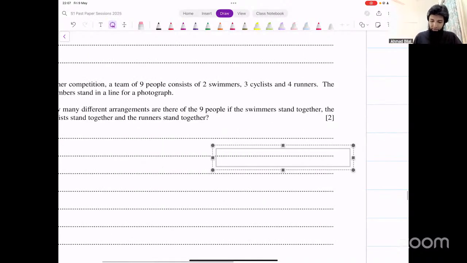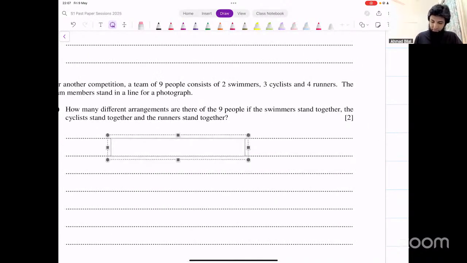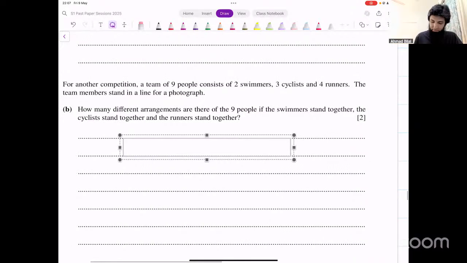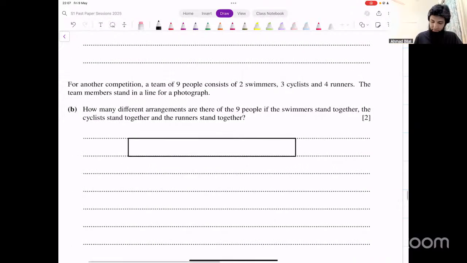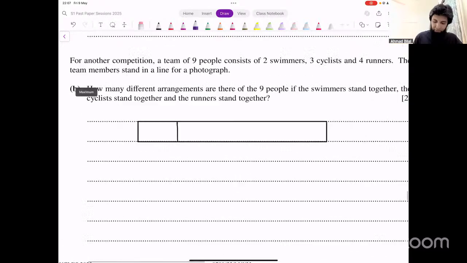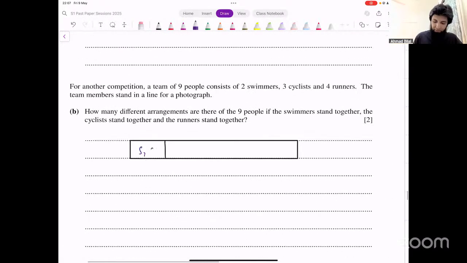Let's do this quickly. So there are 9 people in total. The swimmers have to stand together, the cyclists have to stand together, and the runners have to stand together. We can make one box for swimmers, in which we have 2 swimmers. Remember, these are people, they're not identical. So we can say S1, S2. And then we have 3 cyclists in one box, C1, C2, C3. And in the third box, we have the 4 runners, R1, R2, R3, R4.